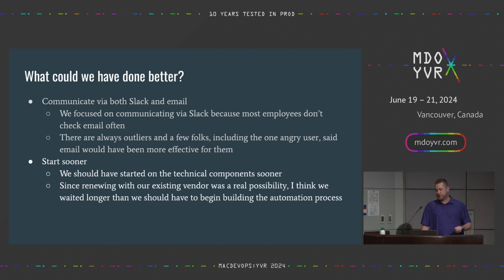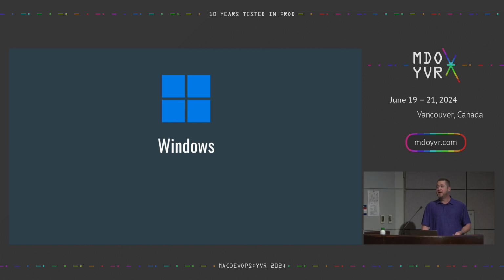And we should have started sooner, especially on the technical components. Since renewing our existing MDM was a very real possibility, they were in the RFP, and that was something we could do, we kind of put off starting the technical stuff longer than we should have. In hindsight, we should have started working on that right away, because even if we stayed with the original vendor, we could have learned some stuff along the way, and it would have been worthwhile. And we also migrated hundreds of Windows devices, but that's enough for a different conference.